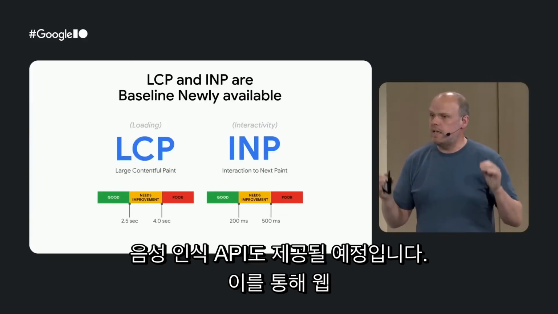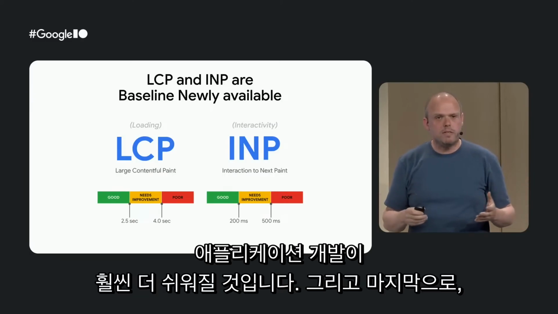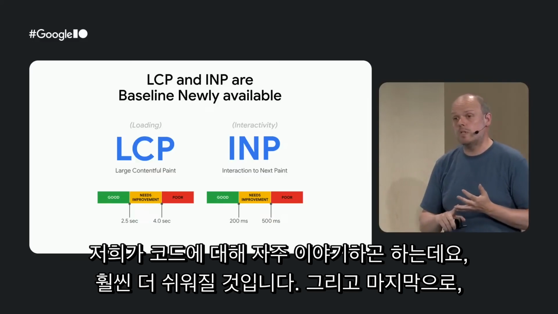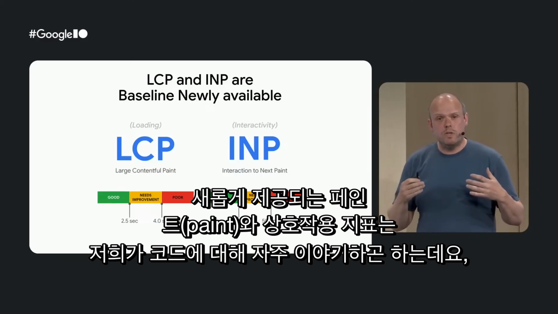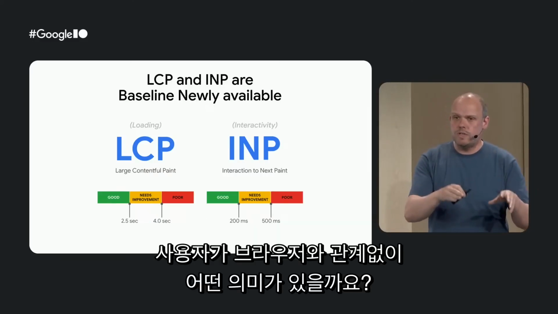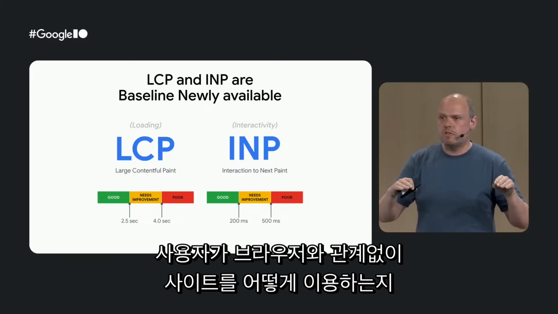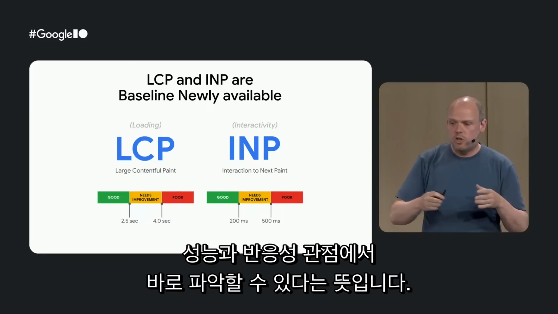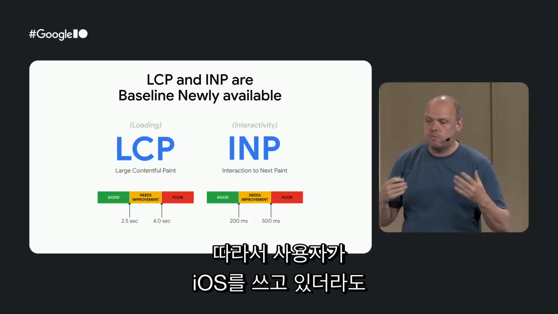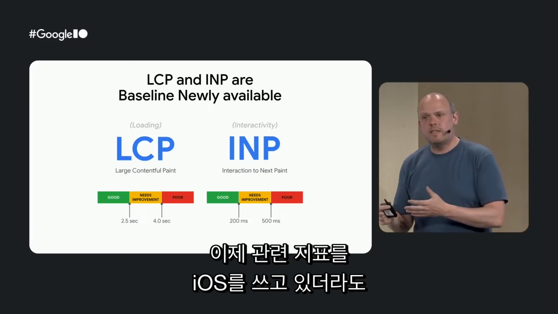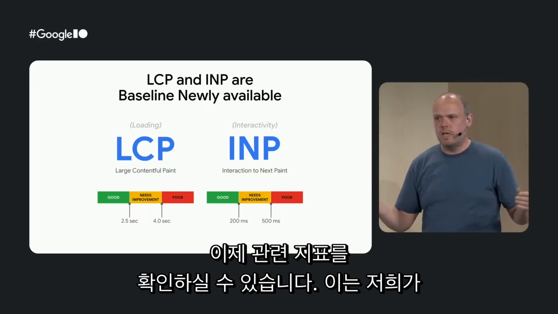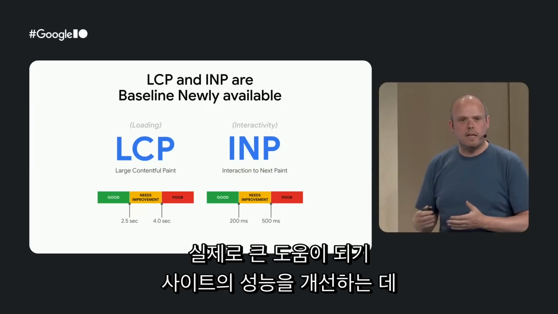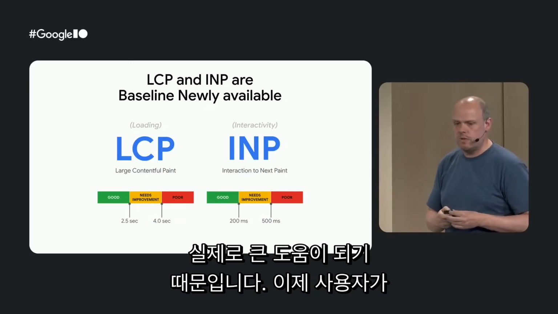And then the final piece is, you hear us talk about Core Web Vitals a lot. Largest contentful paint and interaction to next paint are also newly available. And what this means is that you can just understand how your users are using your site in terms of performance and responsiveness, irrespective of a browser. So if your user is using iOS, you will have these metrics available to you now. And I think this is one of those ones where we're very excited to see what's happening with Core Web Vitals just for the last couple of years, because it really does help you improve the performance of your sites. And now you can understand it irrespective of whatever browser someone's using.